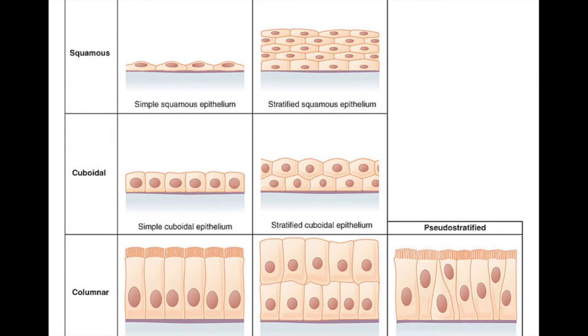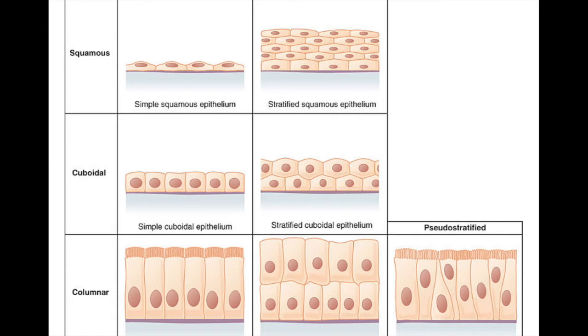So we've got simple columnar epithelium with no cilia and simple columnar ciliated epithelium. That's another one that is not shown here. Then we've got the pseudostratified columnar epithelium. As you can see here, this tissue is made from a single layer of columnar cells.